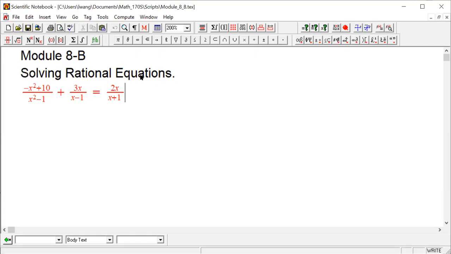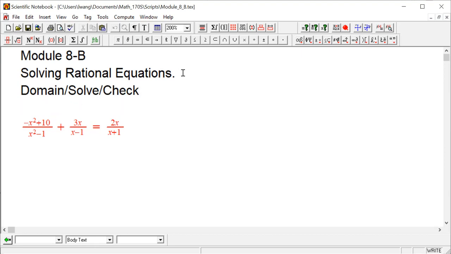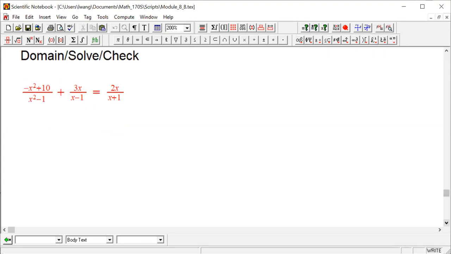Hello. In this episode, we're going to talk about solving rational equations. The general steps in solving rational equations are: first, we determine the domain. The second step is solving. The last step is checking. Sometimes the numbers you get may not be a solution, or are not in the domain.